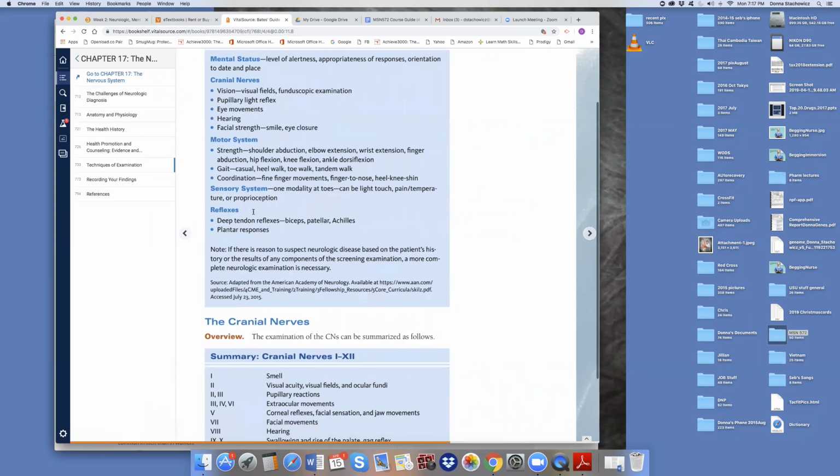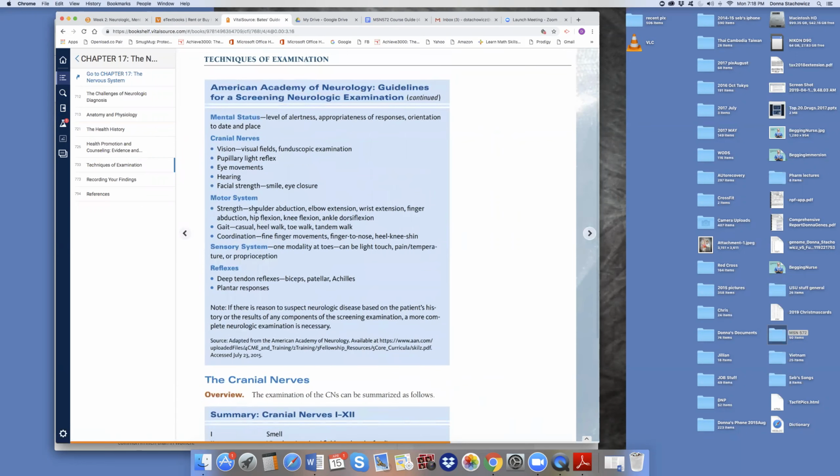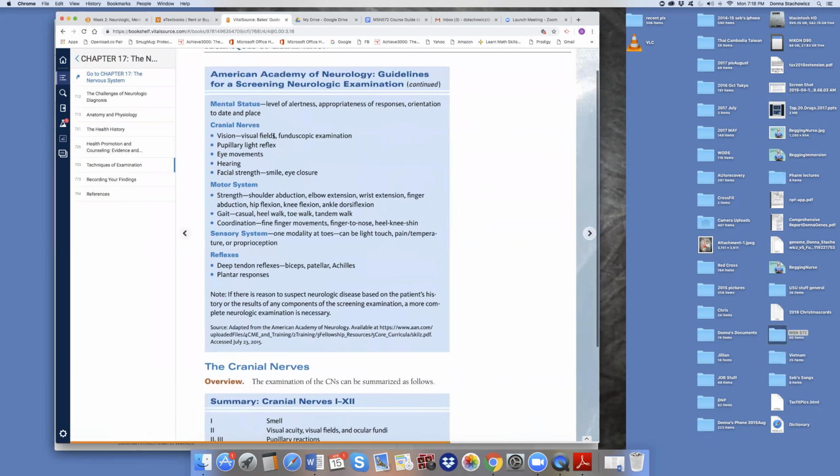And finally, reflexes. It is okay to move some of these out of order. Just do your exam in a way that makes sense to you. Usually you try to avoid having your patient come off the table and back on and sit down and stand up, so try to limit the movement, but definitely do start with mental status first.